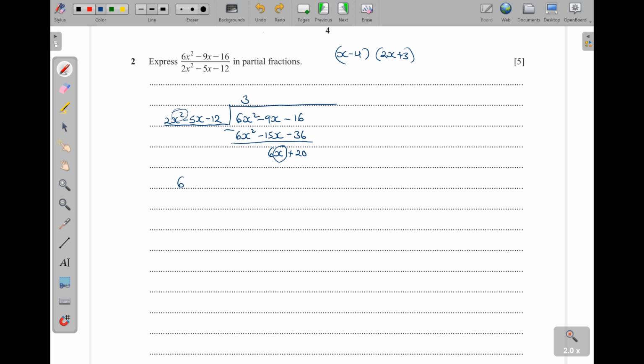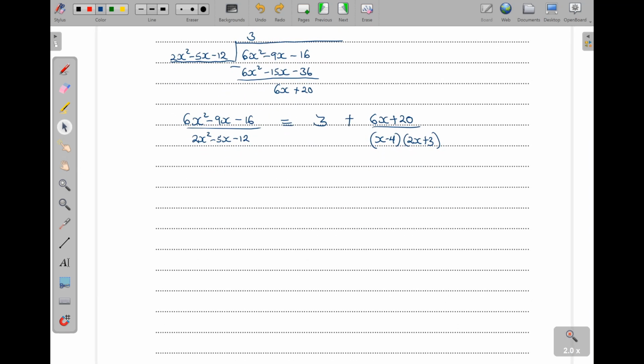So we shall write this one as 6x squared minus 9x minus 16 over 2x squared minus 5x minus 12. This one is the same as 3 plus the remainder, which is 6x plus 20, but I'm going to write the denominator here as x minus 4 and 2x plus 3. Now I'm going to reduce this one to partial fractions, okay?